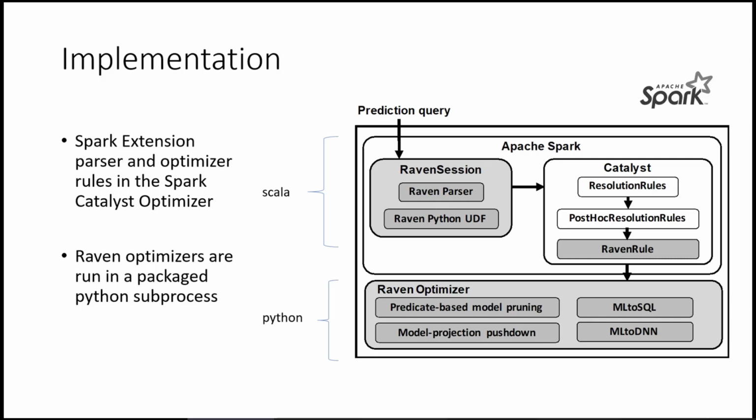Raven's parser is responsible for identifying the predict keyword and identifying what model and what sort of columns you want to pass into your model, and what sort of transformations you want to do in your query. And to run the predict step, we use a Raven predict Python UDF. This allows us to run the ONNX runtime in a Python subprocess that will take in your data, and in this Python subprocess we call ONNX to run inference on your data.